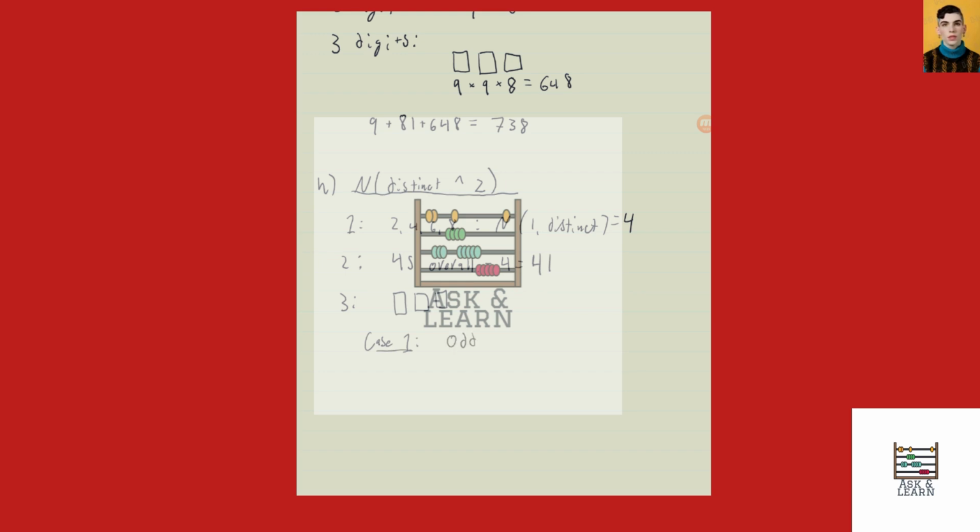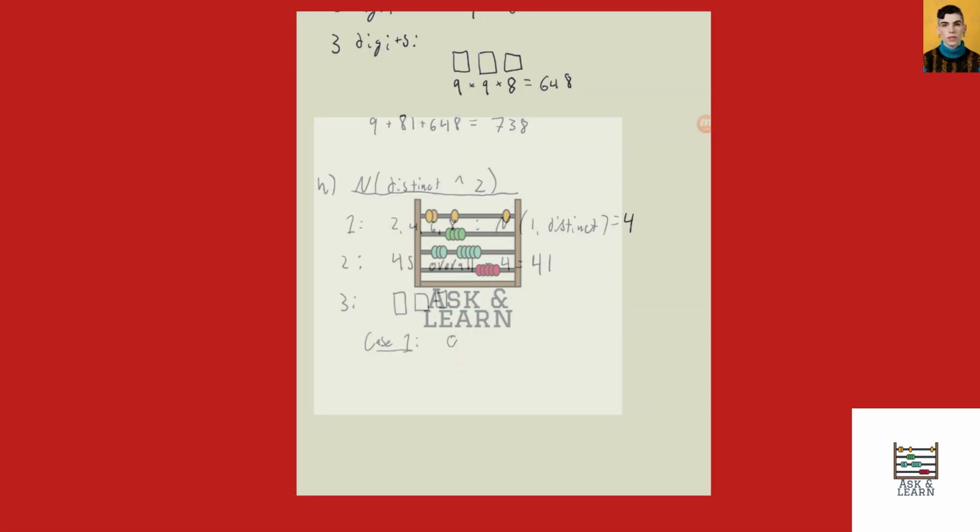Where we have going digit by digit, we would have odd, odd, even in case 1. I'm going to use O and E as short form for odd and even. We'd have odd, even, even in case 2. In case 3, we have even, odd, even. In case 4, we have even, even, even.